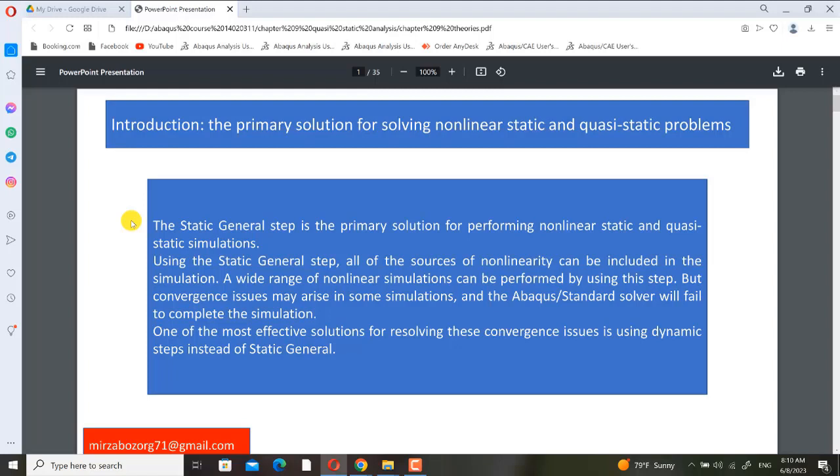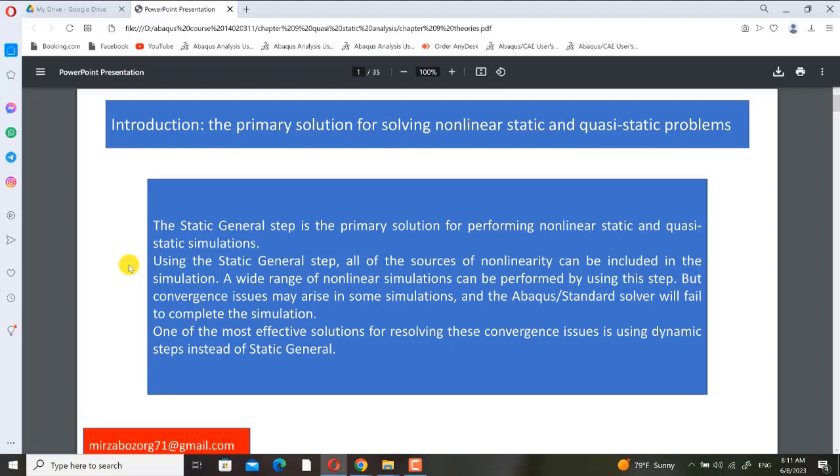Also in the previous chapters, for example in chapter 6, when I simulated the tensile test, I used a static general step for doing nonlinear analysis. For the tensile test, we had two nonlinearities: one, the plastic behavior, and second, nonlinear geometry, which is related to large deformations. A static general step was successful in solving all of these. Using the static general step, all of the sources of nonlinearity can be included in the simulation.